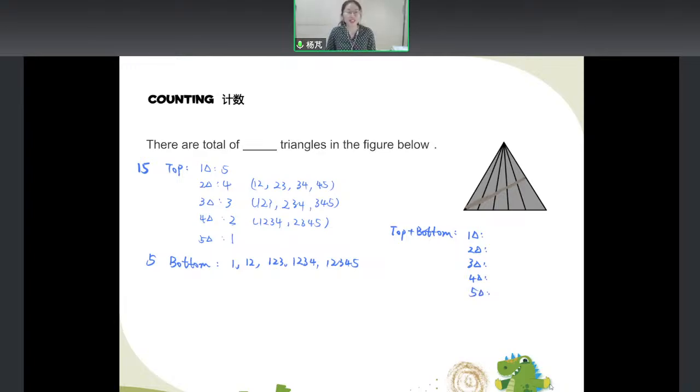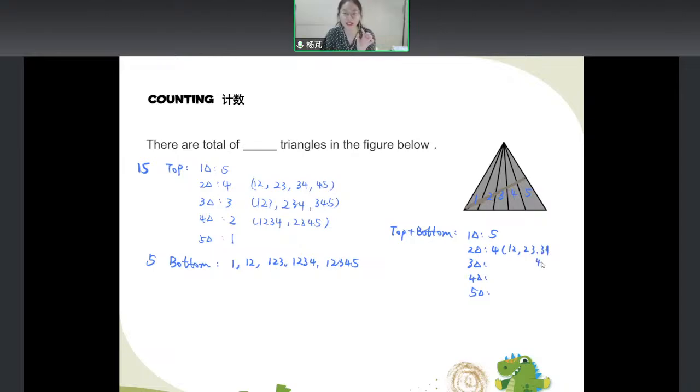Is that the same as what happened on the top? Let's see. 1, 2, 3, 4, 5. Five single triangles. So with that one, we will find 5 triangles. Then, if we put 2 triangles together, it will be 4. Which 4 are they? 1 and 2, 2 and 3, 3 and 4, 4 and 5.